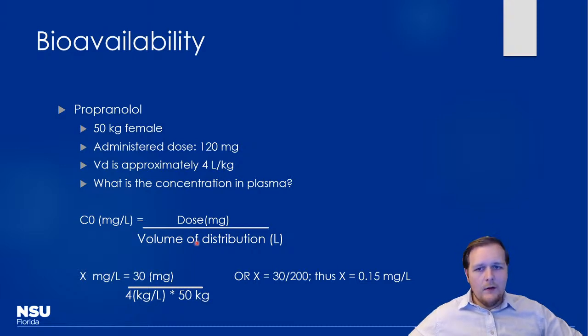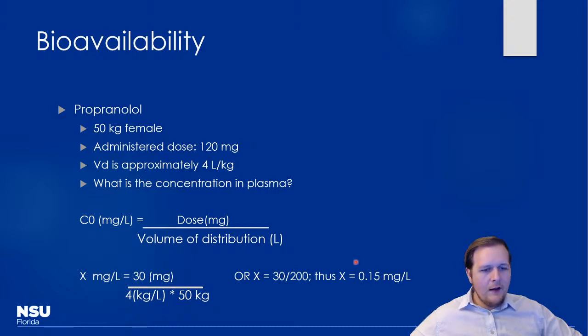Well, what is that? Remember, it's that 4 liters per kilogram times her weight of 50 kilograms. So 4 times 50 is 200. So based on this, 30 milligrams divided by 200, which you can see here, she gets a level of 0.15 milligrams per liter. If you recall, this is 120 milligrams I gave to this patient to get that level. We had a 70 kilogram male we gave 160 milligrams to. It got almost the same level. In that case, it was 0.14.